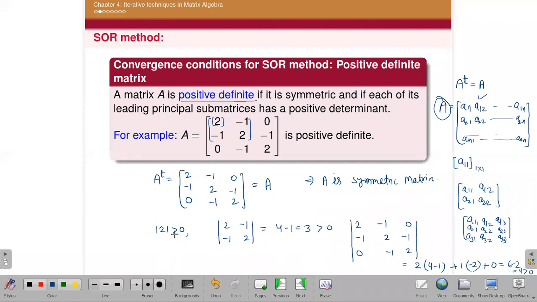So all the determinants are positive here. So you can say it is positive definite.